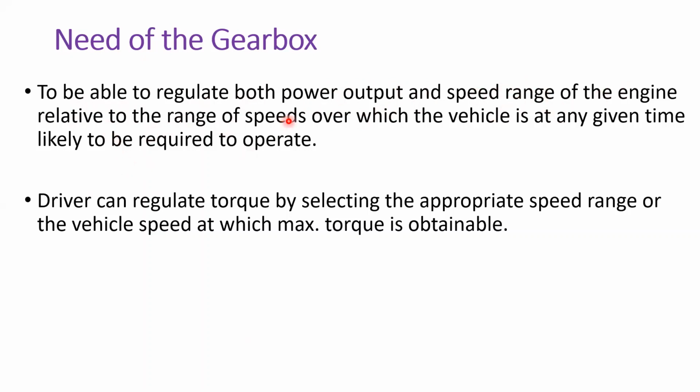Okay, with respect to the range of the speed over which the vehicle will be moving at a given period of time and whenever it's required to operate. And again, with the help of a gearbox, the driver can also regulate torque by selecting the appropriate speed range or the vehicle speed at which the maximum torque is obtainable. Okay, so this is one advantage that you have when you're going for a gearbox, and that's why the necessity has become a very important thing from the gearbox point of view.